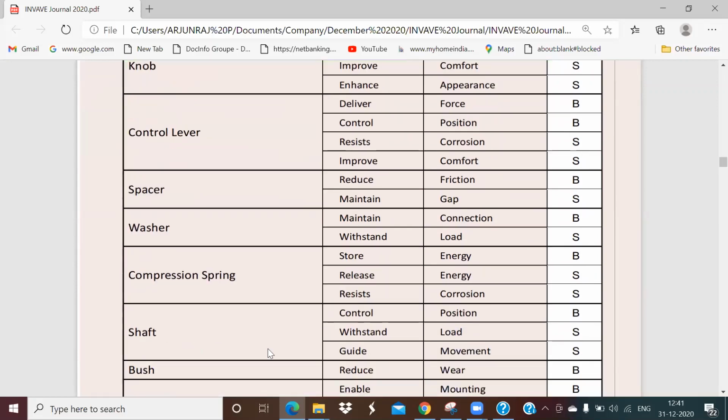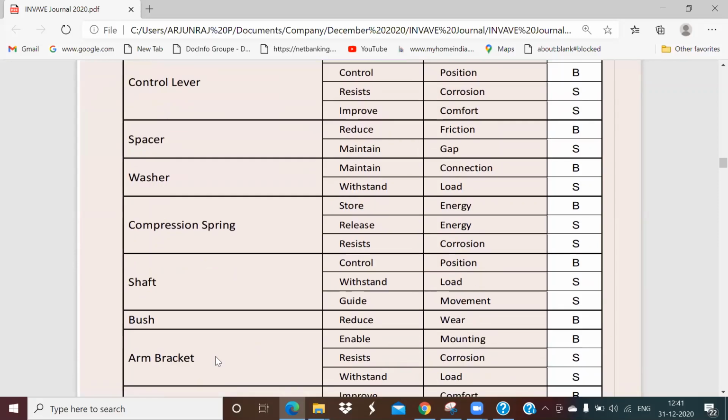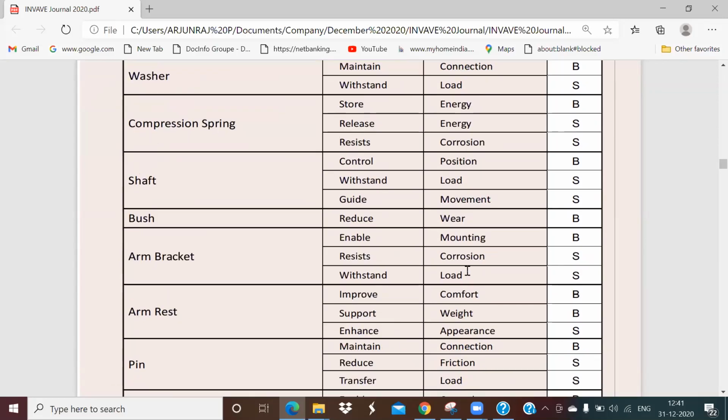Why do you need to have the shaft? To control position. You have the bush, normally used to reduce wear, right? You have the bracket to enable mounting, to resist corrosion and also to withstand load. You have the armrest to improve comfort, support weight, enhance appearance, and maintain connection.